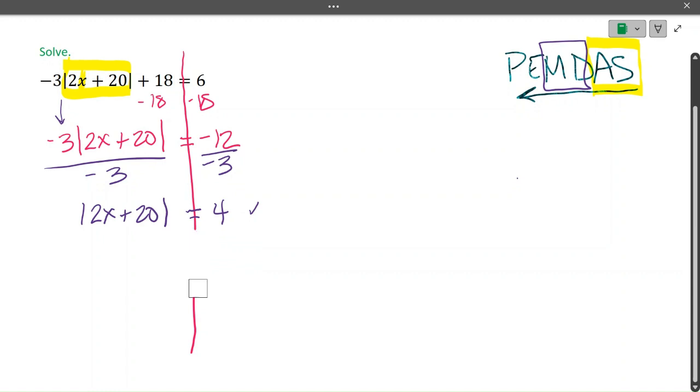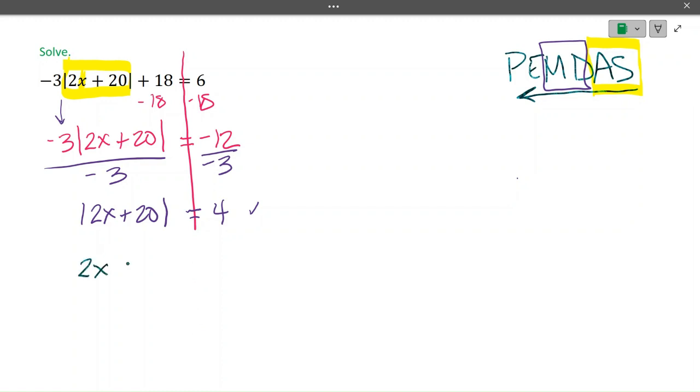And now we are going to drop our absolute value bars, but to do that, we have to set up two equations. One where what's inside the absolute value bars could be positive 4, because the absolute value of 4 equals 4, and one where what's inside could equal negative 4, because the distance from 0 of 4 and negative 4 is both 4. So that's why. So let's go ahead and do that.